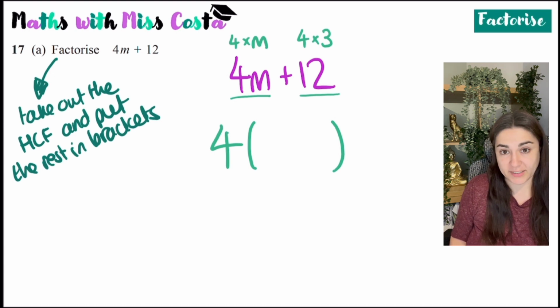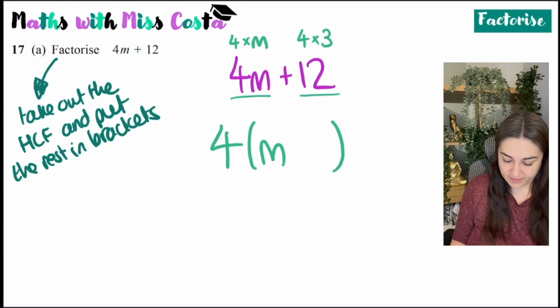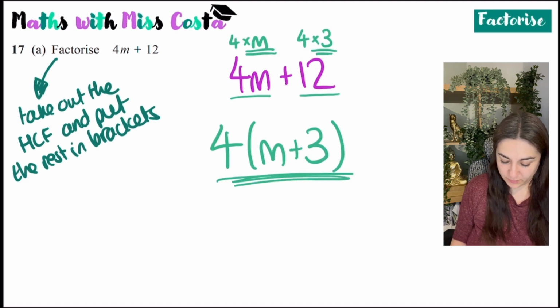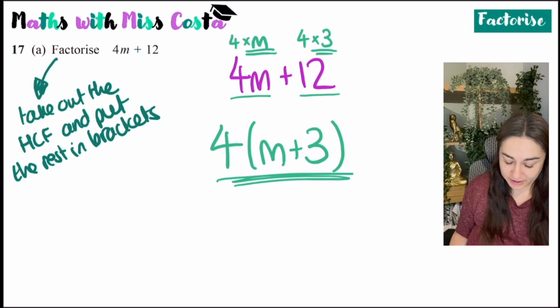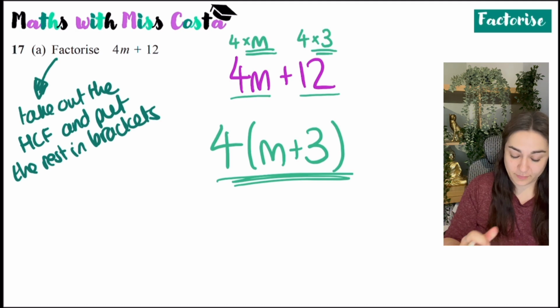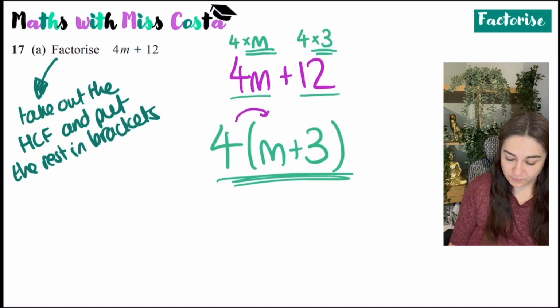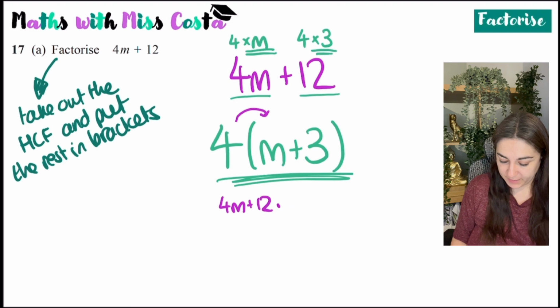I put that outside the brackets, and then I think to myself, 4 times by what gives me 4m, 4 times m, as it says here, and then 4 times what gives me 12, 4 times 3. So that's what I do to factorise. I squeeze as much as I can out of the expression, and I put that on the outside of the bracket. Now, to double check if you've done it right, you could just expand it back out. So that would become 4m plus 12.